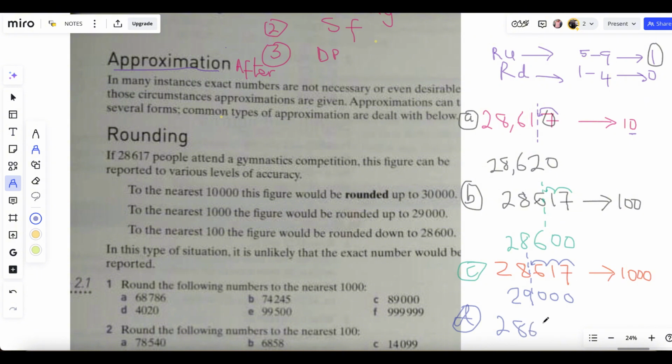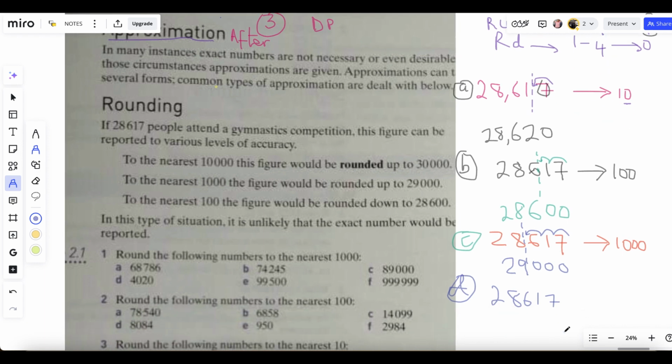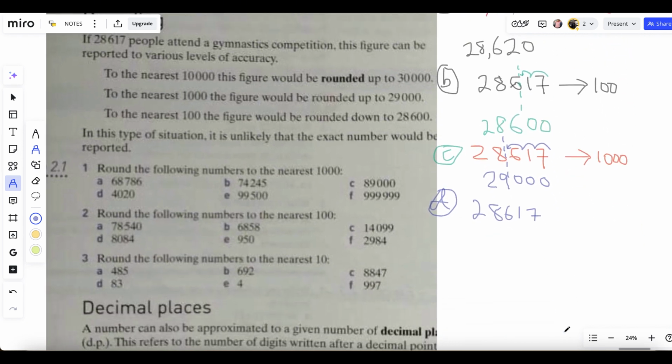28,617. Let's round it to the nearest 10,000. Now, when we do that, we count. You check how many zeros 10,000 has. 10,000 has 4 zeros. Since 10,000 has 4 zeros, we count 4 times from this number.